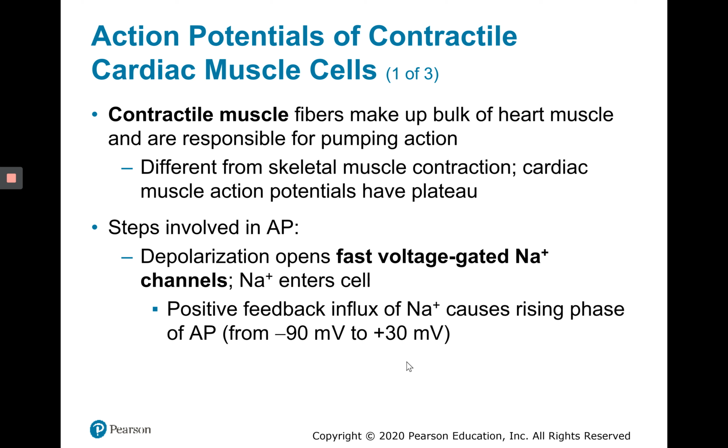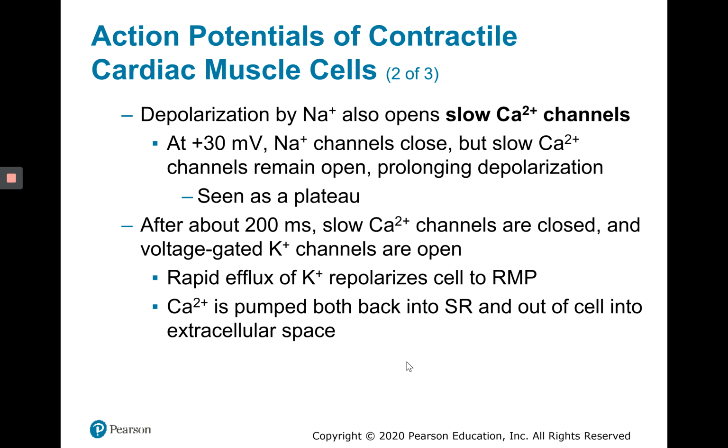and sodium enters the cell. So not too different from skeletal muscle yet. So first step, we have depolarization, fast opening sodium channels. Once they open, we get sodium influx that makes the inside of the cell less negative. There's actually going to be positive feedback influx of sodium that causes a rising phase of the action potential as this depolarization proceeds from negative 90 millivolts to positive 30 millivolts. That depolarization by the sodium that's going into the cell is going to cause the opening of slow calcium channels.